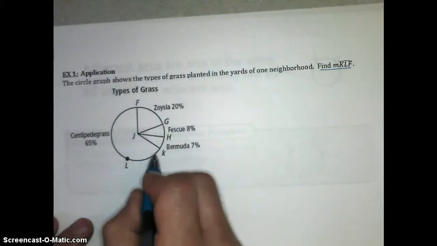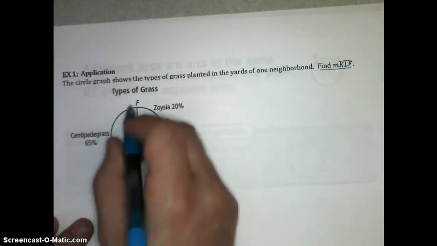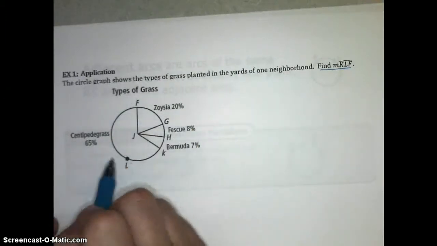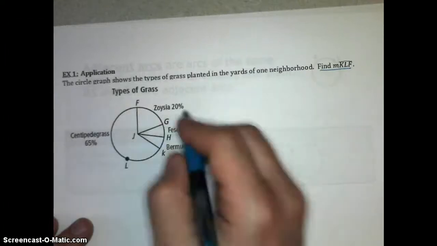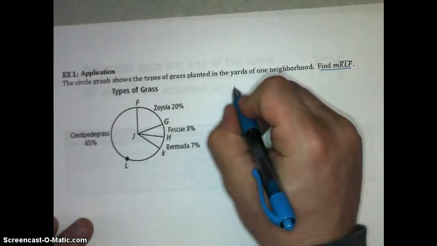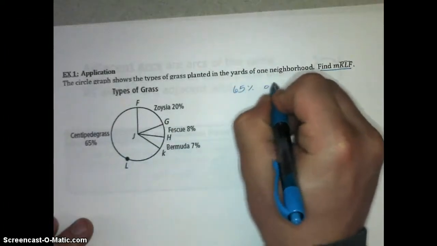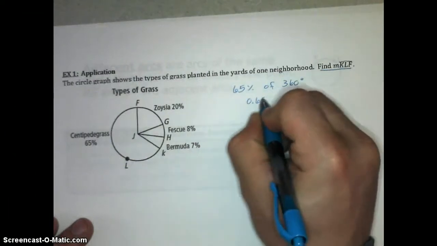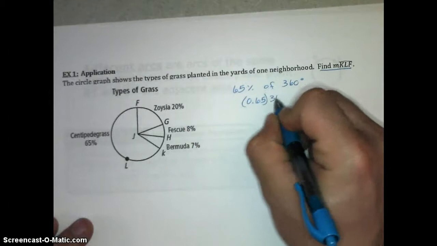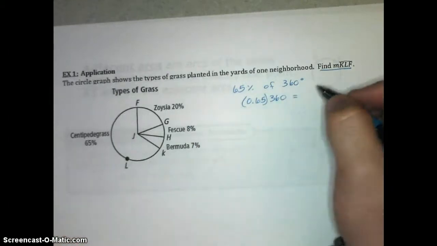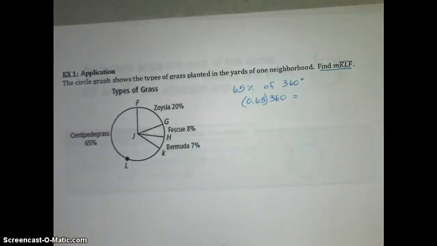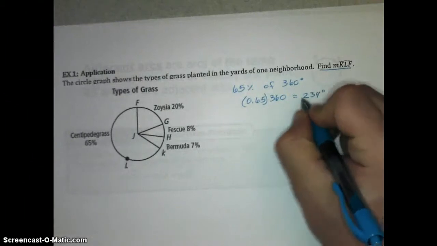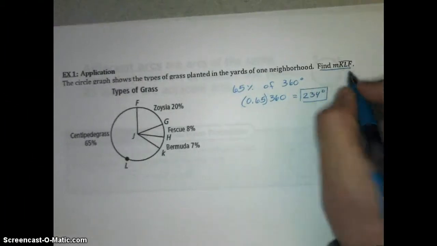This arc represents the part of this circle graph representing centipede grass, which is 65% of the circle. So to find the measure of this, a full circle measures 360 degrees. We're just going to take 65% of 360 degrees. And to do that, we take 0.65 and multiply by 360. If we do 0.65 times 360, we get 234 degrees for the measure of major arc KLF.